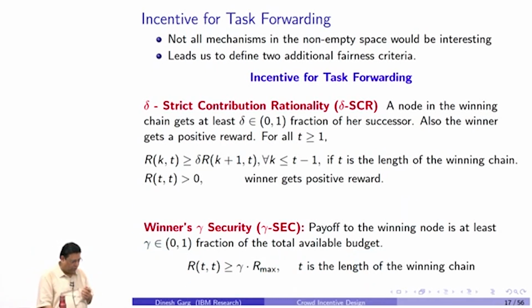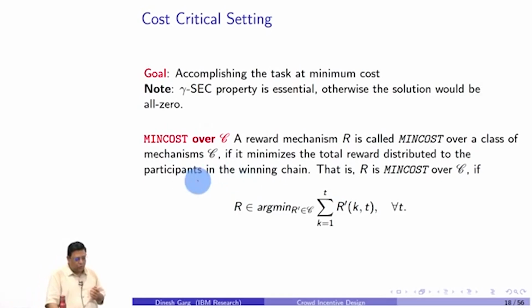Can I achieve them along with those previous things? So the goal is to accomplish the task, and at the same time I also want to minimize my expenditure, right? So the goal is to achieve the minimum cost. So the gamma security property is essential, otherwise the solution would be all 0, okay?